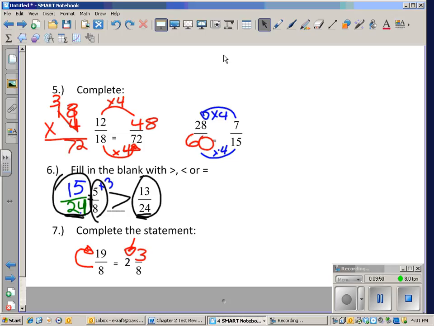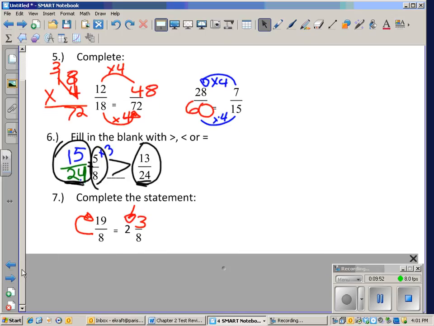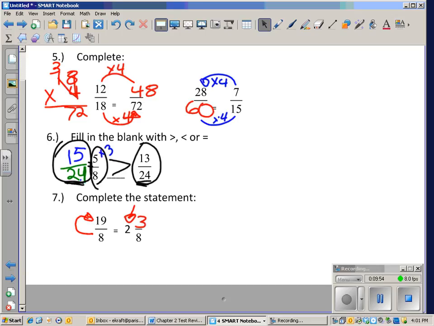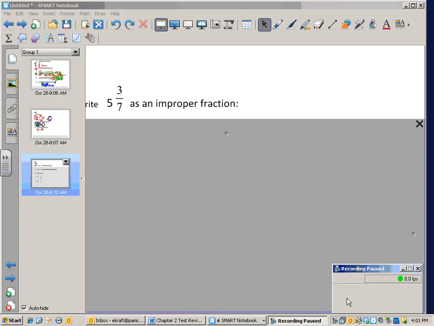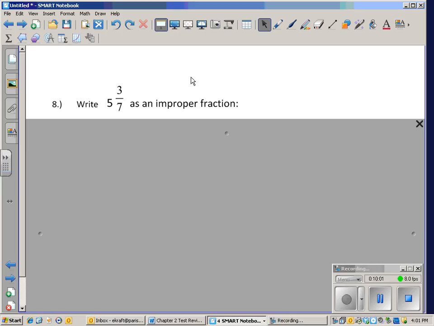Let's see if we've got one more problem on this screen. I think it's to the next screen. So let's move on to the next screen, and let's see, now we have write 5 3/7 as an improper fraction. We've been turning improper fractions into mixed numbers. Now we have a mixed number, and we need to turn it into an improper fraction.